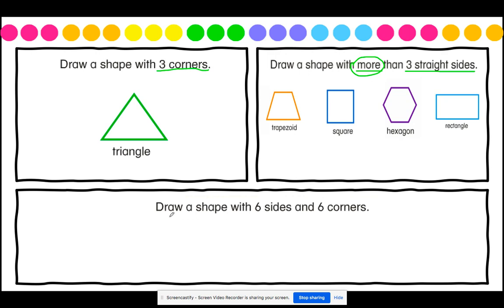Another question, it says to draw a shape with 6 sides and 6 corners. Again, close your eyes and think about the shapes that we have learned. You can even look above here to help you think about the shapes as well. Which shape has 6 sides and 6 corners that we learned about? Shout out your answer. I hope that you said hexagon.